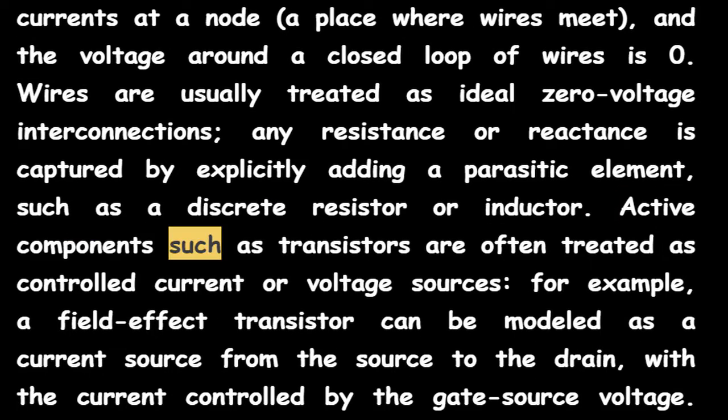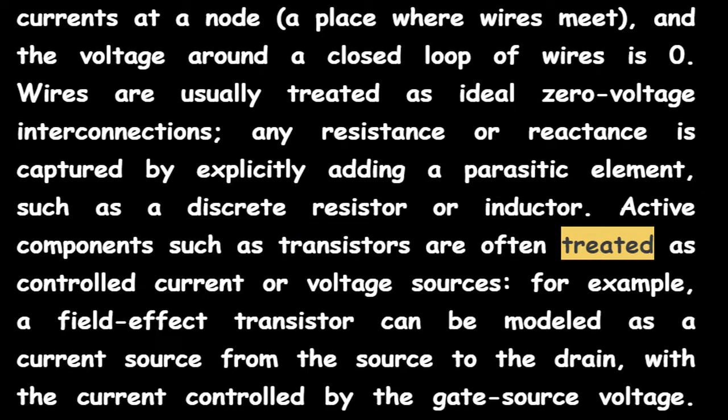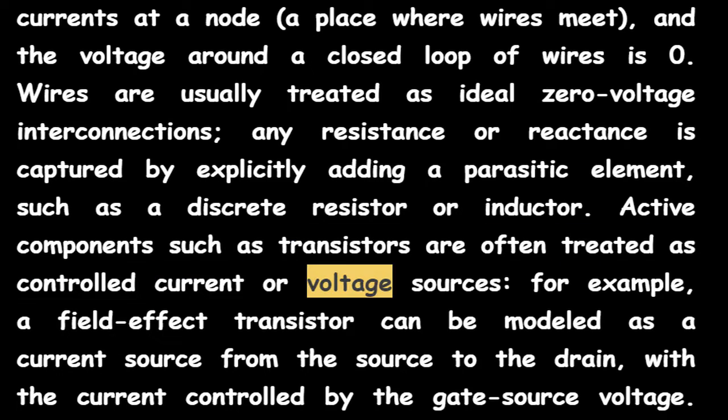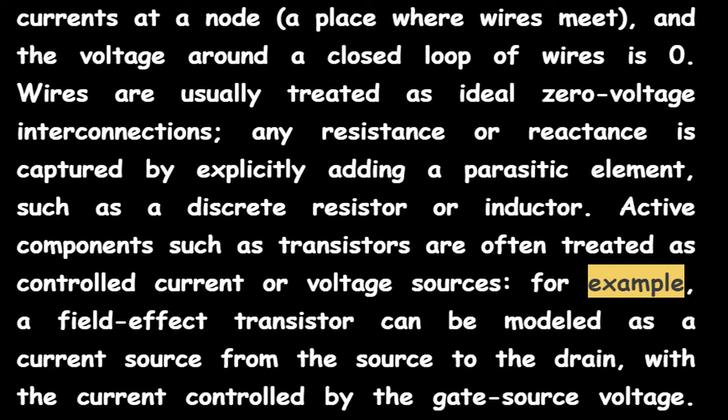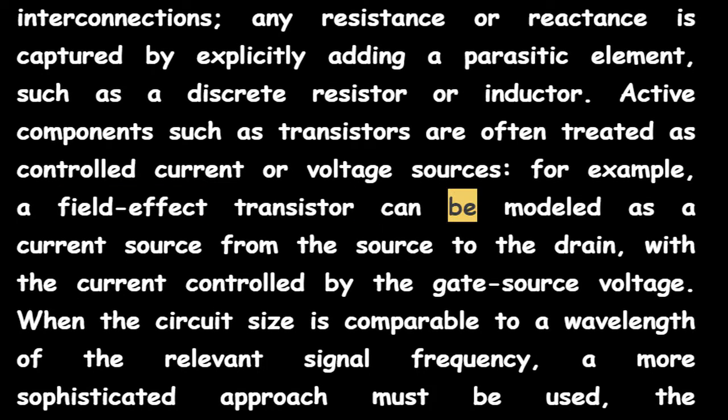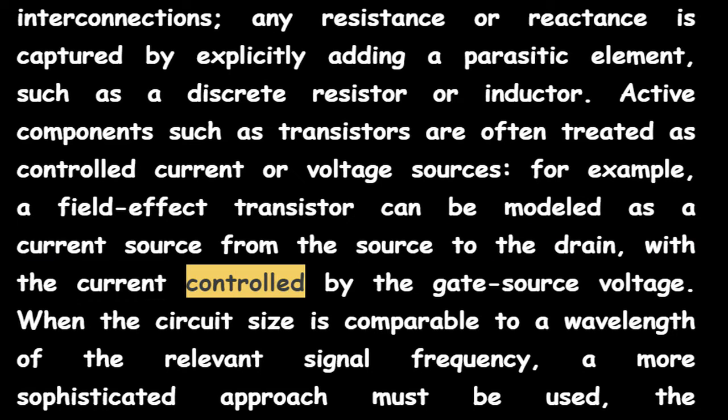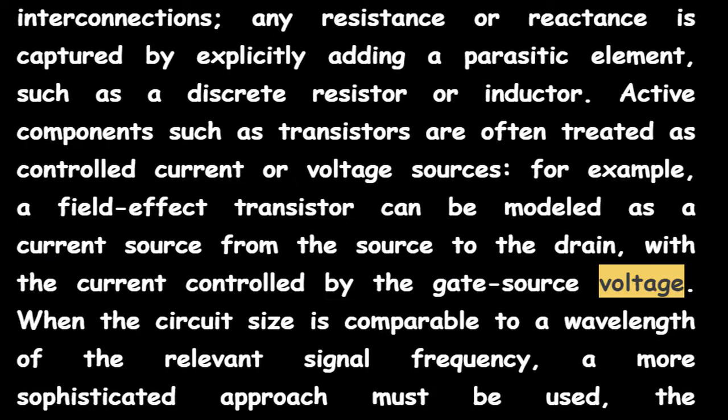Active components such as transistors are often treated as controlled current or voltage sources. For example, a field effect transistor can be modeled as a current source from the source to the drain, with the current controlled by the gate source voltage.